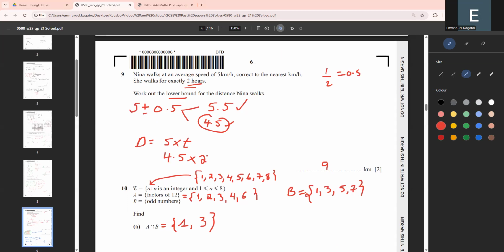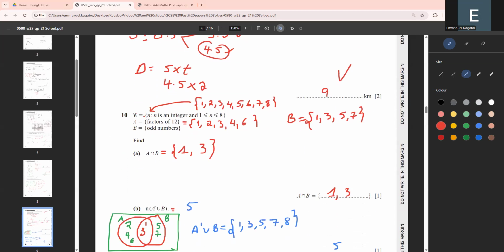So get 4.5 times 2, and that's the answer equals 9. Okay. They said these are the integers between 1 and 8. I listed them here. Those integers are 1, 2, 3, 4, 5, 6, 7, 8. Those are the integers in the universal set.